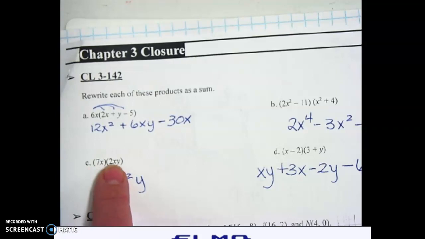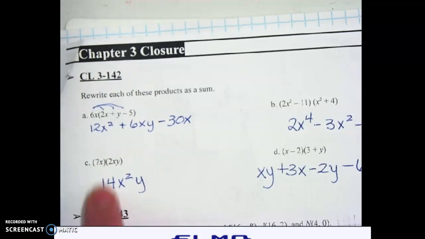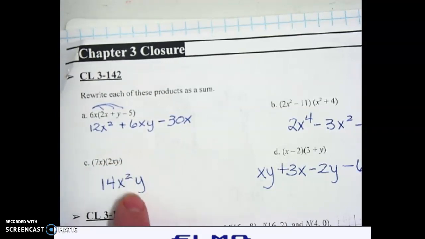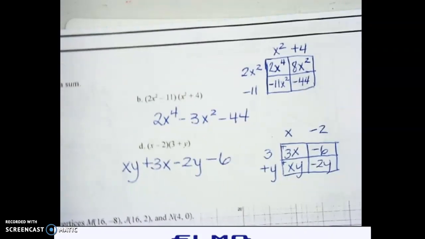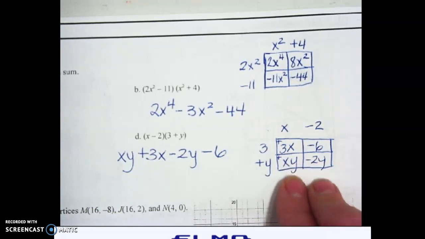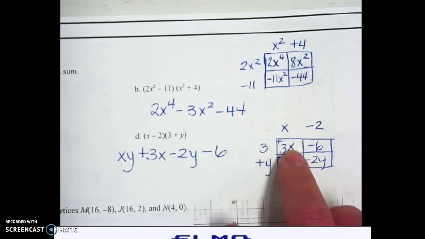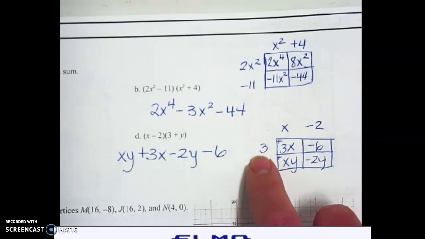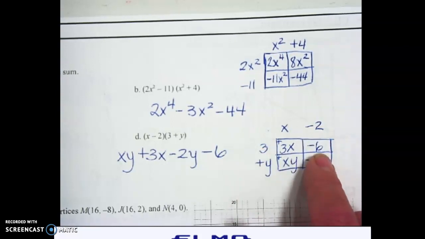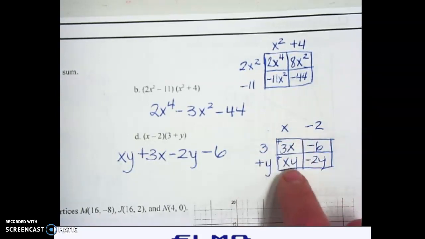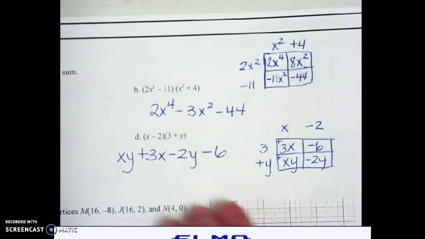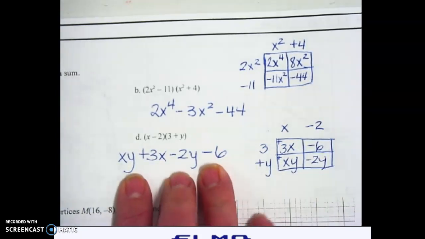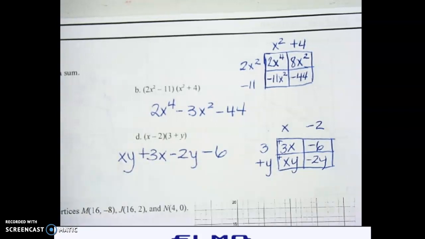I just multiplied the coefficients to get the 14, added the exponents of the x and x to get x squared, and then just the y. For part D, I used the area model again, multiplied the 3x to get 3x, multiplied the 3 times -2 to get -6, multiplied the y times x to get xy, and multiplied y times -2 to get -2y. There are no like terms, so all four terms stay separate.